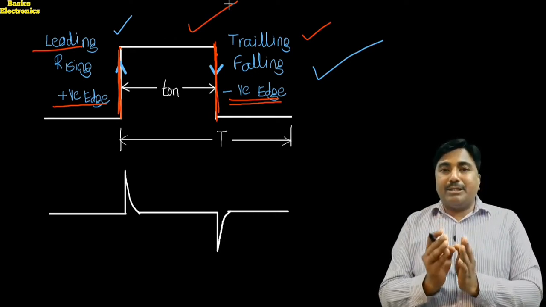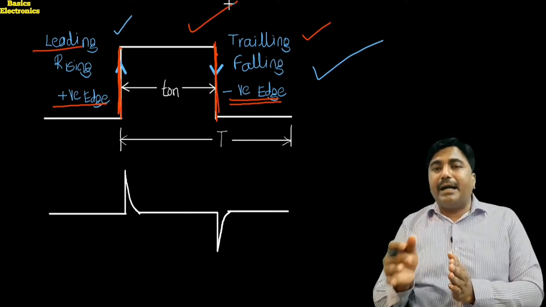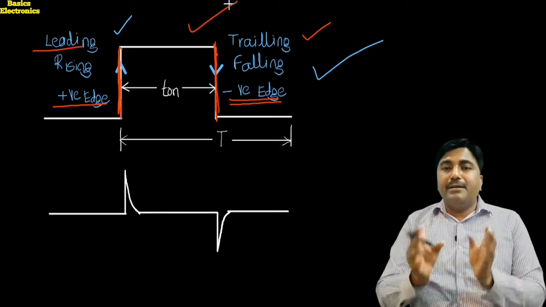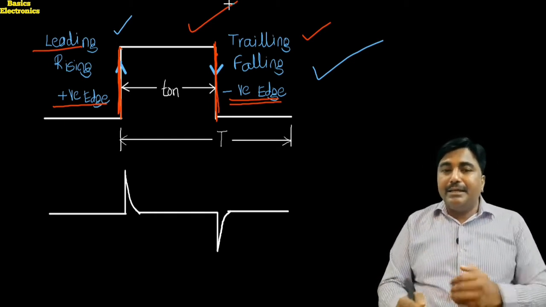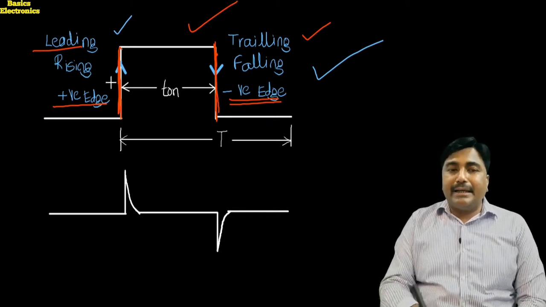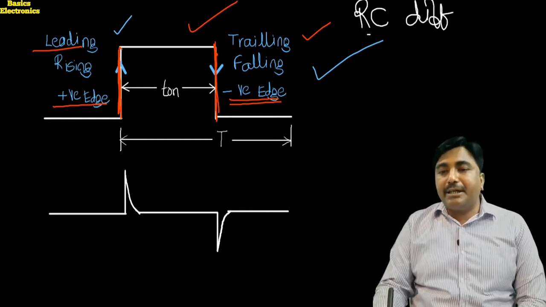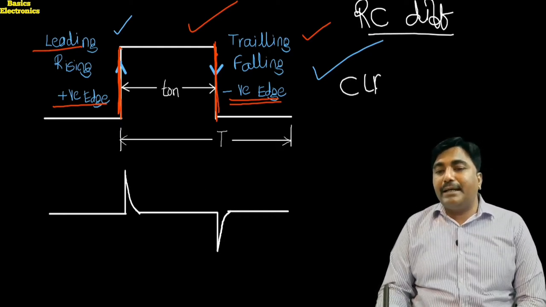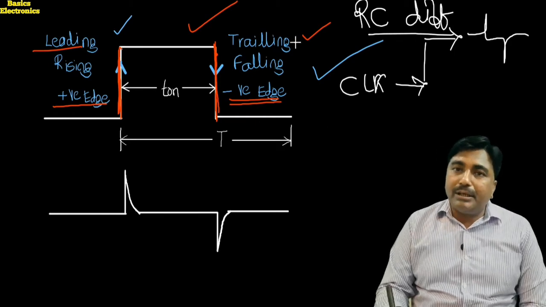But again there is a question: how can we make the positive edge triggered flip-flop and the negative edge triggered flip-flop, or how do we obtain the edge of the clock input, the positive edge and the negative edge? Here we have one circuit, that circuit is what we call the RC circuit or RC differentiator. This RC differentiator has an input, that input is the clock input, and it is applied to the RC differentiator, and the RC differentiator produces the edge of the clock input.